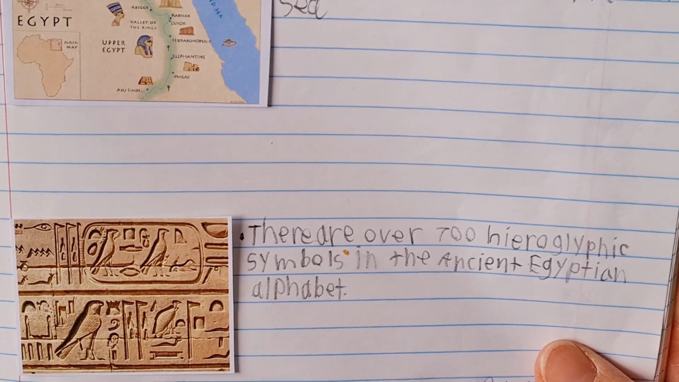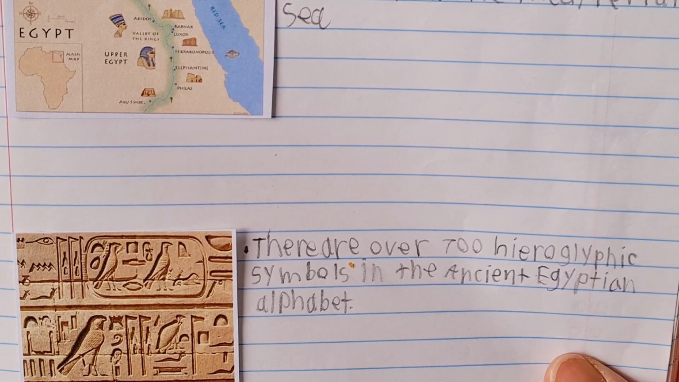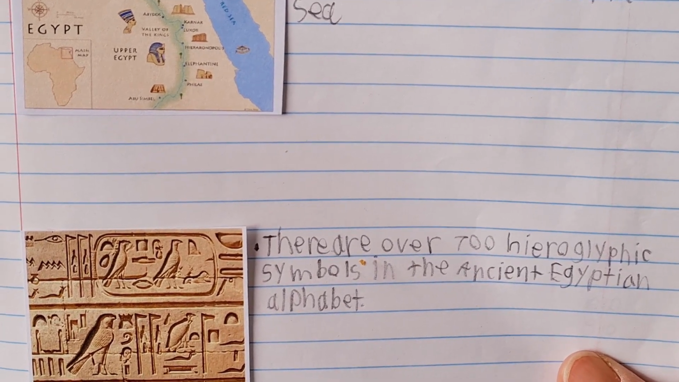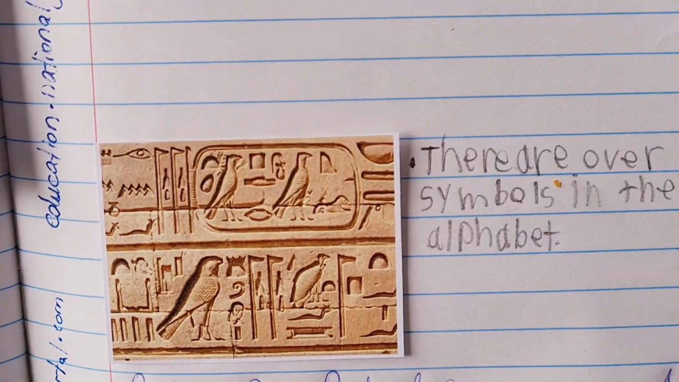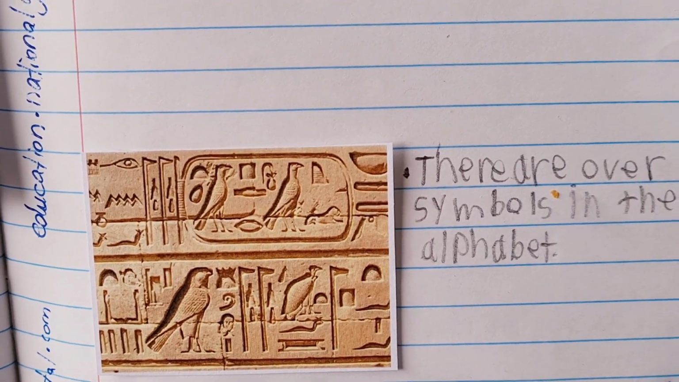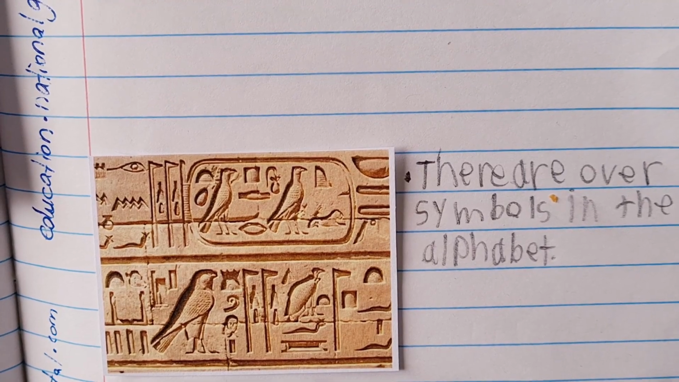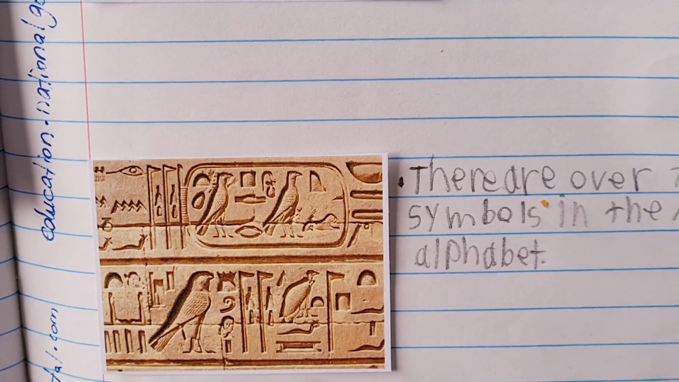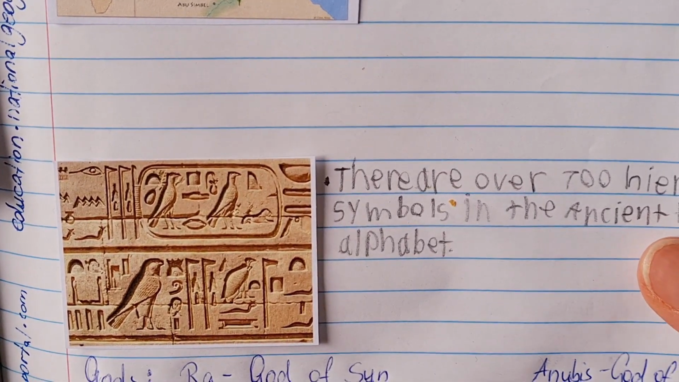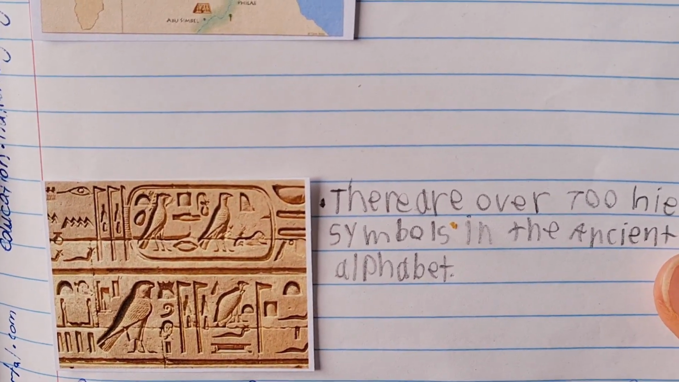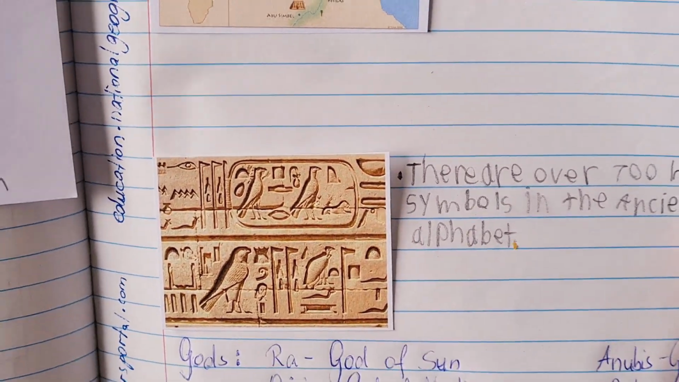There are over 700 hieroglyphic symbols in the ancient Egyptian alphabet. So here are only some of them, and they're made using mainly pictures. They're engraved in stone. They're carved everywhere on temples and a lot of places around Egypt.